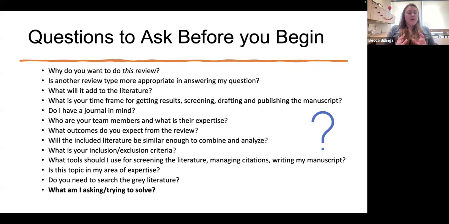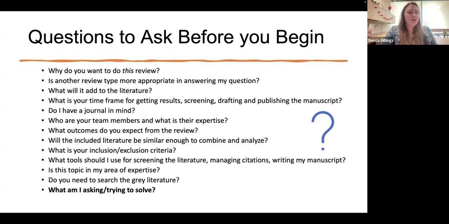So they are all important, but they do different things. And one is not necessarily better than the other. However, they differ in the strength and rigor of the methodology, which you should be aware of, and which may or may not be needed depending on what your goal is. What is it going to add to the literature?